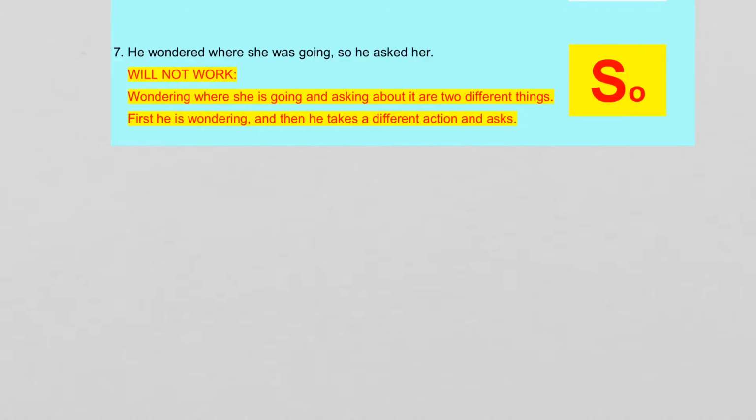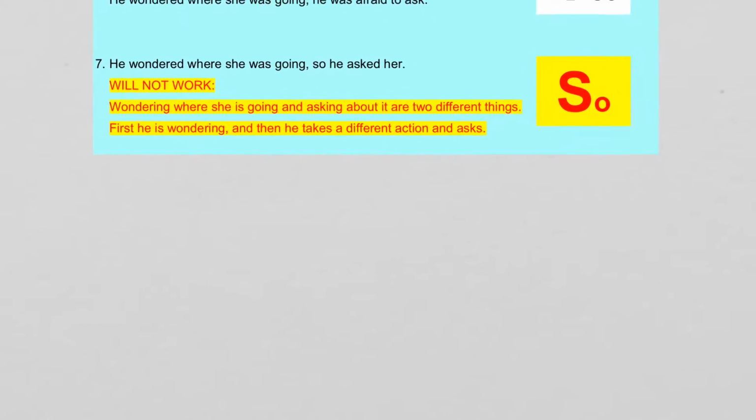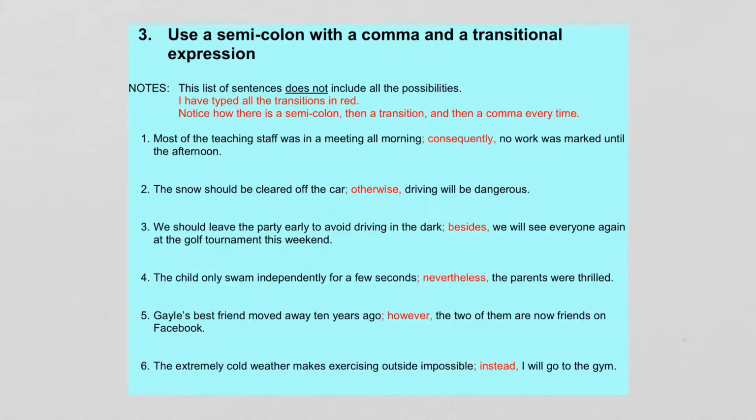So if he's wondering and then thinking, and you're thinking of the same thing at the same time, then that would be related, right? But here, this action of wondering and then this action of actually asking, they're two different things. So you could not use a semicolon with them.